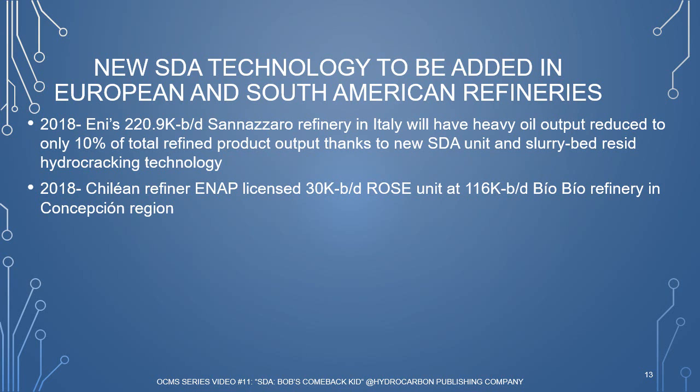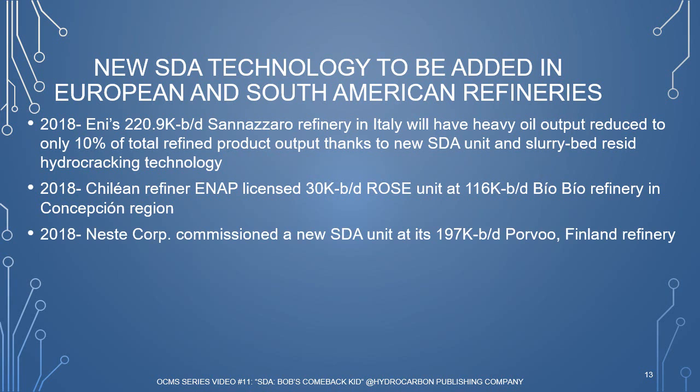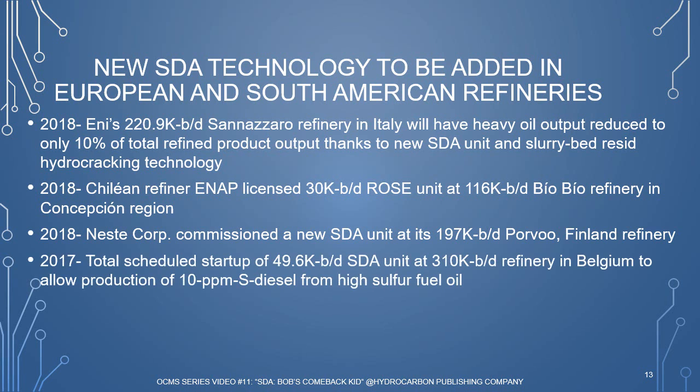In early 2018, Finnish refiner Neste Corporation commissioned a new SDA unit at its 197,000 barrel per day refinery in Porvoo. In 2017, French oil major Total scheduled the startup of a 49.6 thousand barrel per day SDA unit at its 310,000 barrel per day refinery in Belgium, that would allow it to produce 10 parts per million sulfur diesel from high sulfur fuel oil.